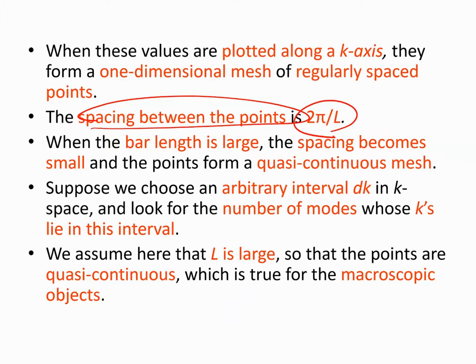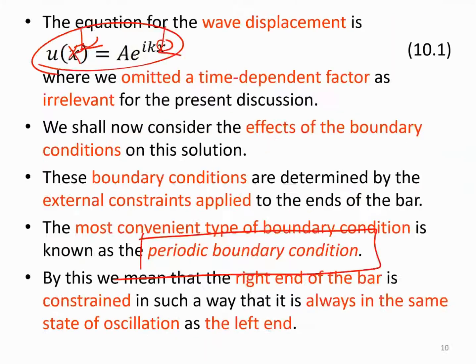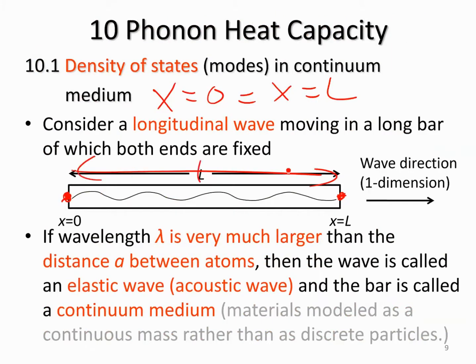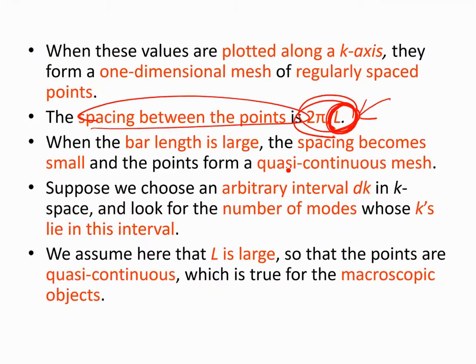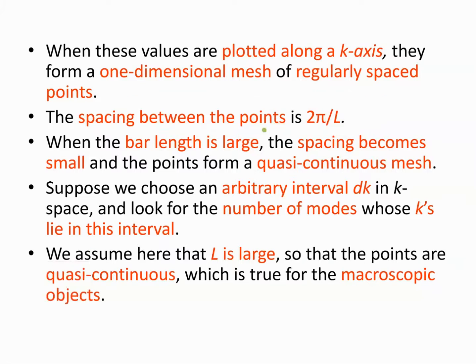Okay, so the spacing is 2π over L, and this 2π over L depends on L. Only L is the variable. L means the length of the bar, right? Just now, if you remember, I told you that L is the length of the bar. If L is very, very large, that means the spacing between the points will become very, very small. So when L is large, then 2π over L will become very small.